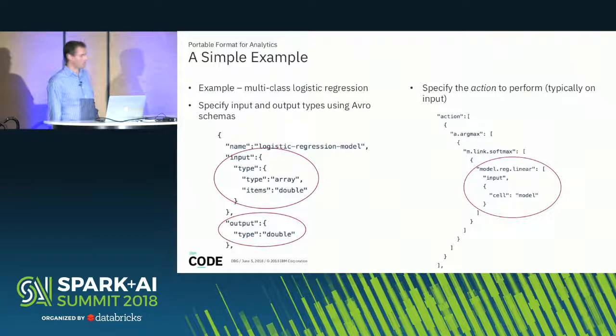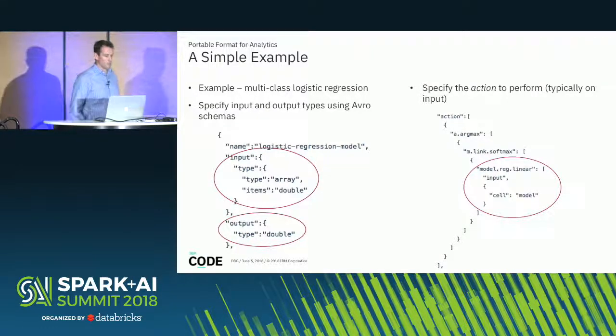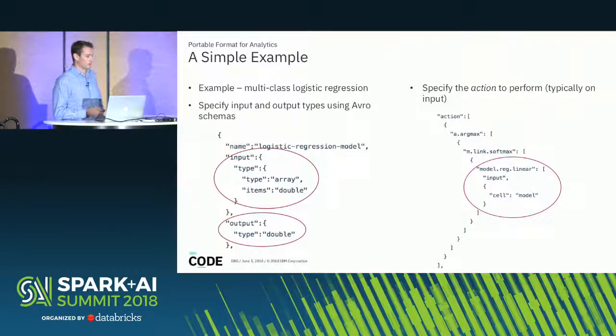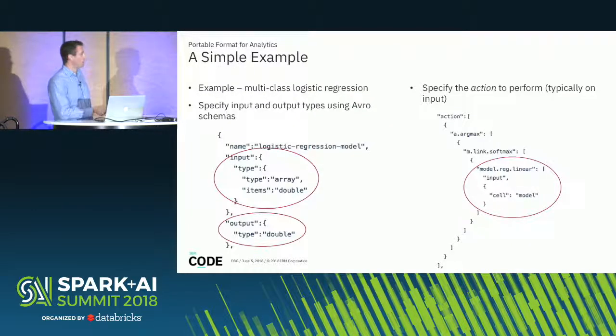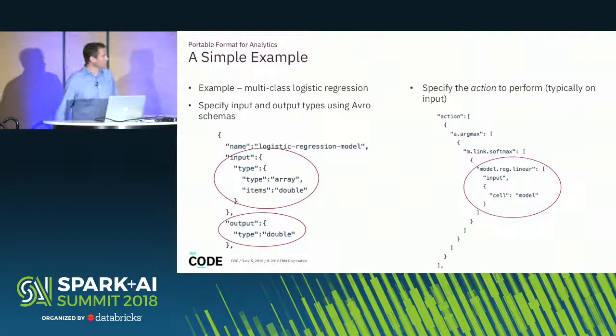So I'll show you a simple example of what PFA looks like. This is a multi-class logistic regression, and a PFA document is a JSON file or JSON document. It contains a bunch of fields, but the important ones here are input and output. They are specified using Avro schemas. In this case, we have an array, a feature vector that is taken in by our model, and we return a double, a number. That is going to be the predicted class.